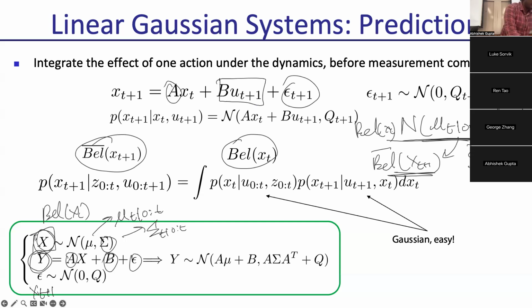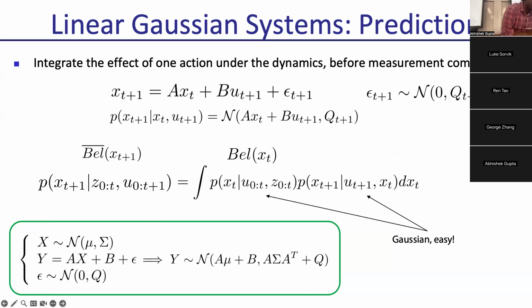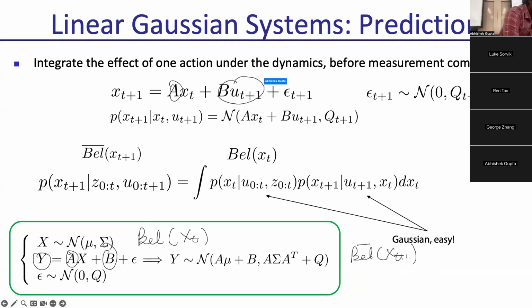So let me see if I can erase these things. All that x is just the belief at xt. y is just the belief bar at xt plus 1. And A is A, B is B u t plus 1, epsilon is epsilon t plus 1. So you can literally use this identity. There's nothing fancy here. You're just doing some pattern matching.